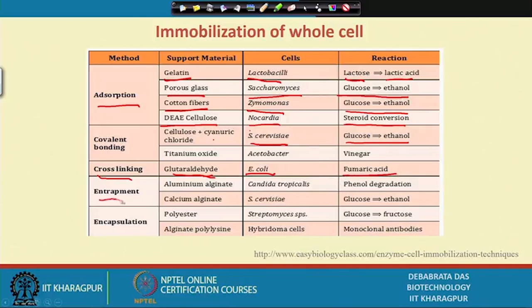Then entrapment: we have aluminium alginate and calcium alginate, with Candida tropicalis and Saccharomyces cerevisiae. Candida tropicalis is used for phenol degradation, and Saccharomyces cerevisiae converts glucose to ethanol. Then encapsulation: we have polyester, alginate, polylysine, with hybridoma cells and Streptomyces species. One is used for glucose to fructose, another for monoclonal antibody production.